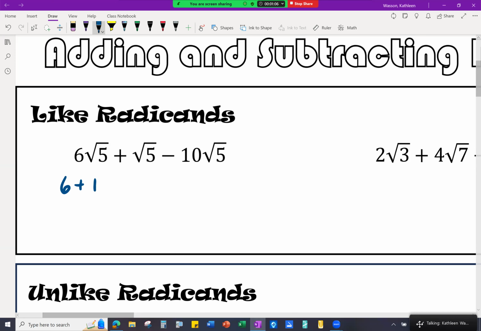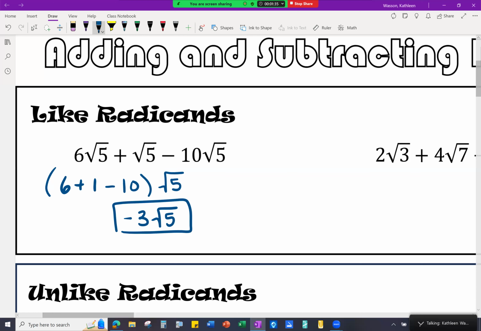Six from this one plus 1 from this middle term, minus 10. And then these all are multiplied by square root 5. 6 plus 1 is 7. 7 minus 10 is negative 3. So when I simplify this, I get negative 3 square root 5.